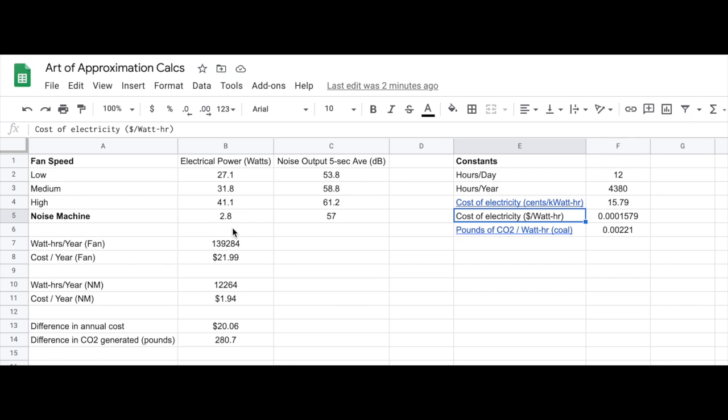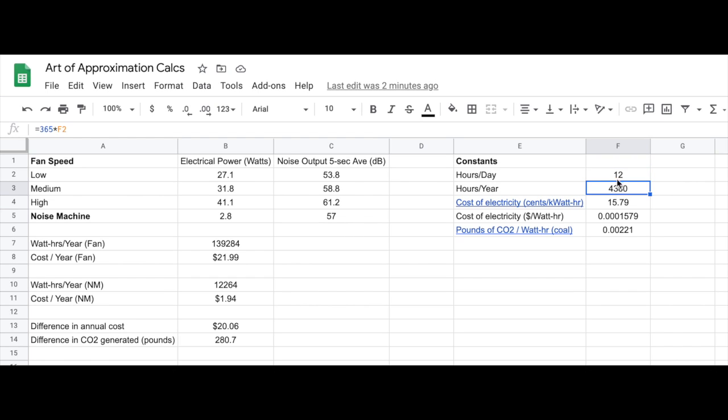So let's calculate how much more energy would be needed for the whole year and cost, because in terms of design, that's often what you're trying to understand, either the environmental impact in terms of CO2 or the cost and things like that. So to calculate that, I needed to come up with some constants over here. So I wanted to understand how many hours per day the fan or the noise machine would be used. And I estimated that it'd be about 12 if you're using it for a small child. I mean, usually a baby will sleep at least 12 hours per day, including naps.